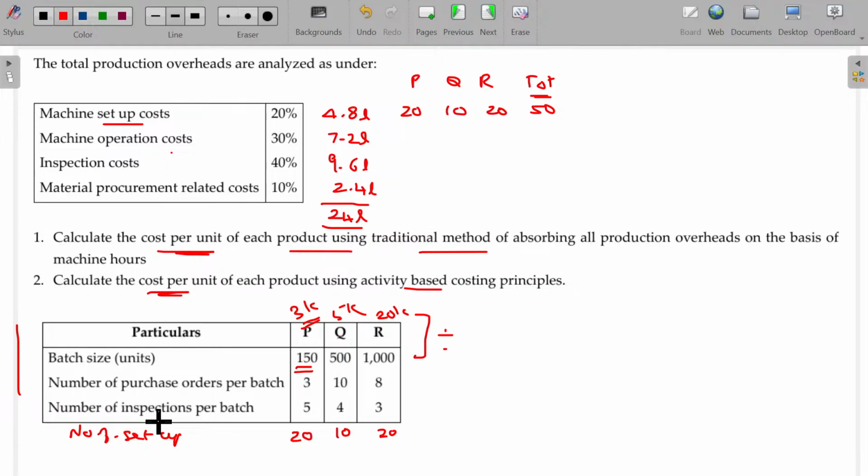Machine operation cost. Inspection costs. The number of inspections per batch is given. Per batch 5. How many batches are there? 20 setups is equal to 20 batches. So 5 inspections required per batch means 20 into 5, 100. Okay, 4 into 10, 40. 3 into 20, 60. 200 inspections we have carried out.